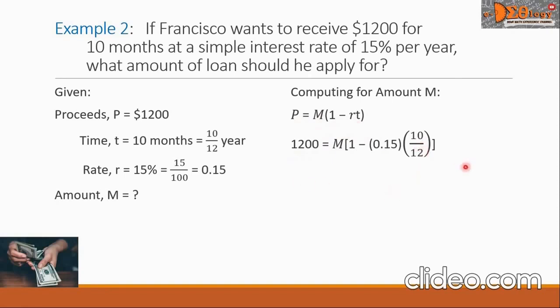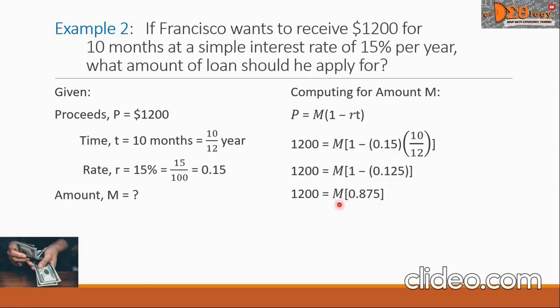Let us simplify further. First, let us get the product of 0.15 and the 10 over 12. The same value we will get, the 0.125. The difference of 1 minus 0.125 is 0.875. So this decimal here is the coefficient of M.